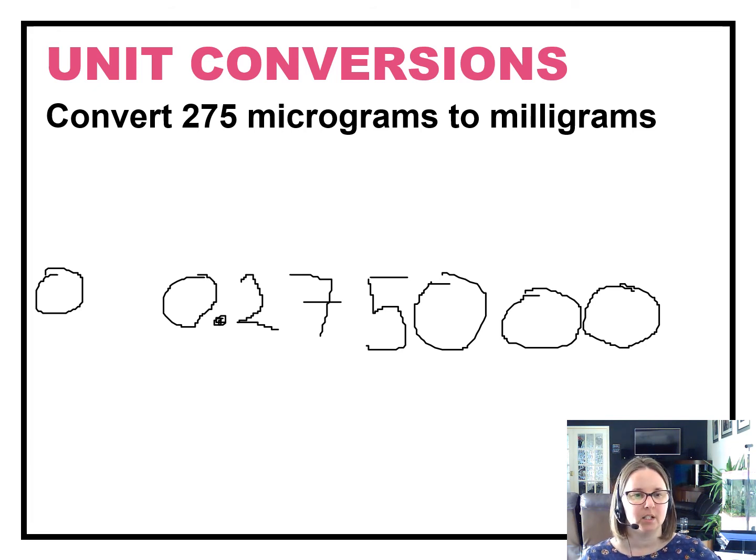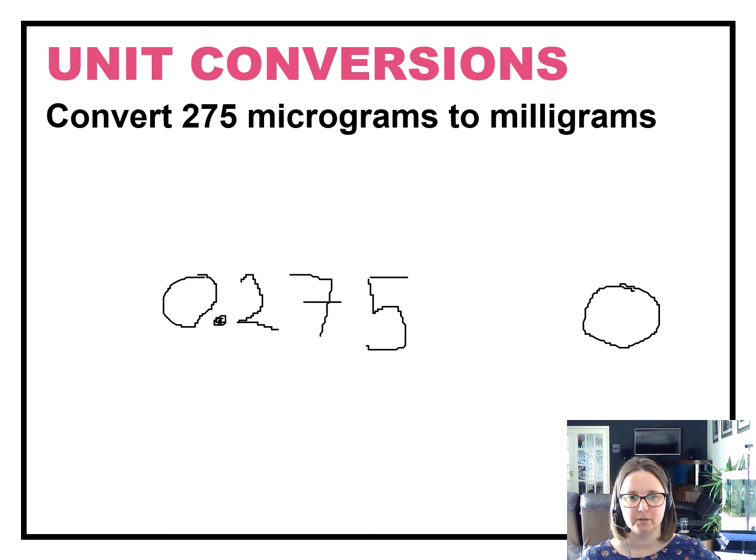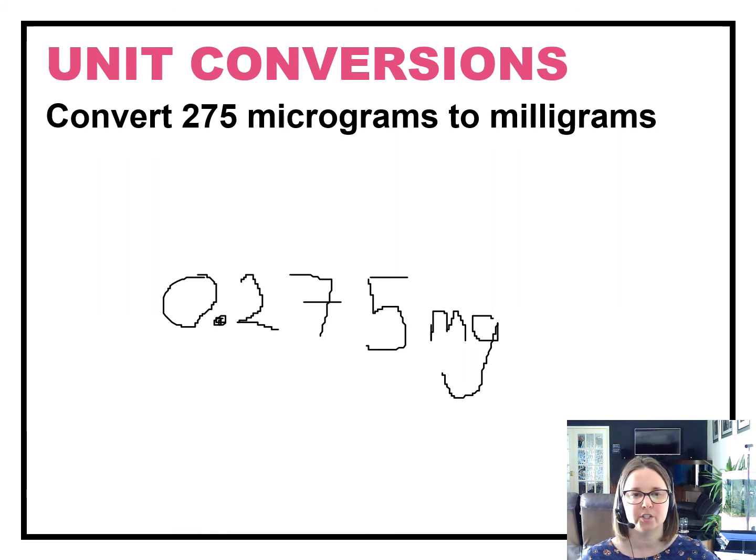All the leading ones can go and any further trailing ones can also go, which leaves us with our more coherent number 0.275. And to finish the job, and you must finish the job in drug calculations, we have to give our unit of measurement, which is milligrams. So 275 micrograms is equivalent to 0.275 milligrams.